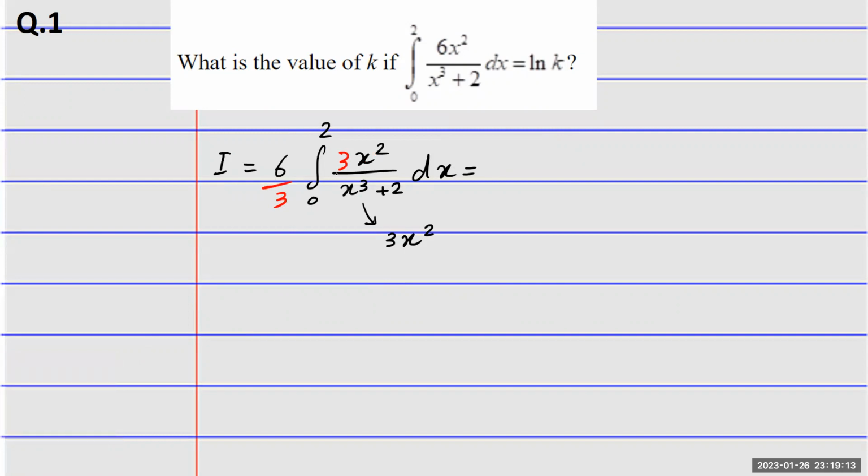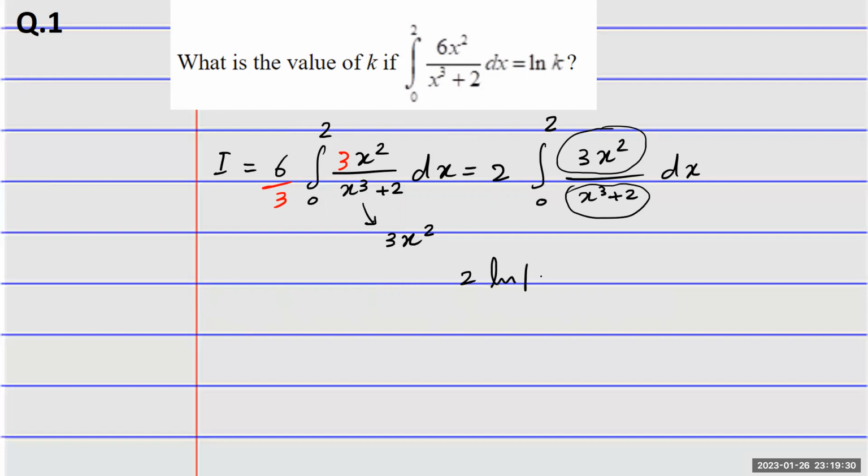I have the answer 6 divided by 3 is 2, integral of 3x squared over x cubed plus 2 dx from 0 to 2. So now this numerator is the derivative of the denominator. So simply the answer is 2 ln absolute value of x cubed plus 2, from 0 to 2.